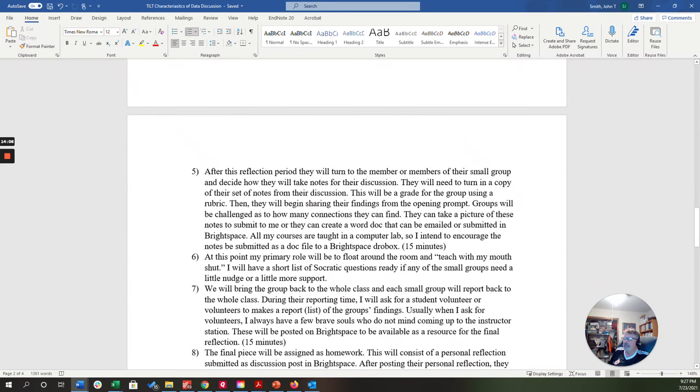After this reflection period, they will turn to the member or members of their small group, there'll be one or two, and decide how they will take notes for the discussion. They will need to turn in a copy of their set of notes from their discussion. This will be a grade for the group using a rubric. Then they will begin sharing their findings from the opening prompt. Groups will be challenged as to how many connections they can find. They can take a picture of these notes to submit to me, or they can create a Word doc that can be emailed or submitted in Brightspace.